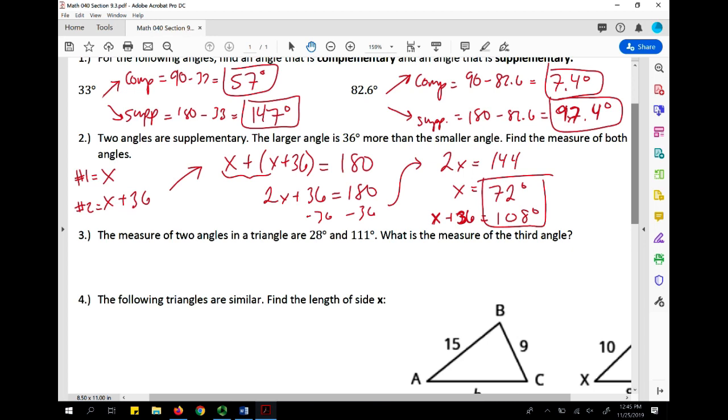There's two ways to get the other angle. First off, since you know they're supplementary, you could just do 180 minus that. That would give you this. But we also know from the beginning when we set it up that the other angle is 36 more than the one we solved for. So.